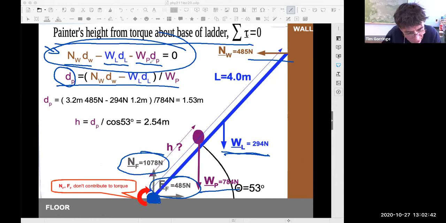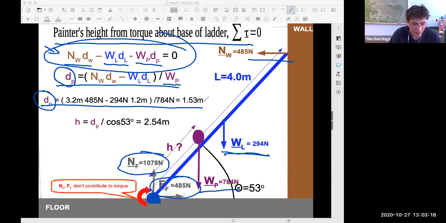And so I rearranged the equation. I took the term with the painter from the left to the right-hand side. I divided through by the weight of the painter. So you can see I get the weight of the painter in the denominator here. And over here is the lever arm of the painter. The three forces on the right-hand side, I know them all. The two lever arms on the right-hand side, I know those two. I can plug them all in, and I get the lever arm of the painter. It's 1.53 meters.